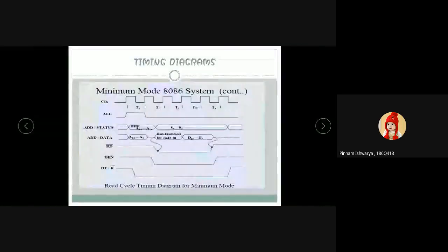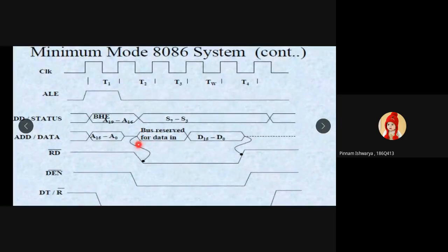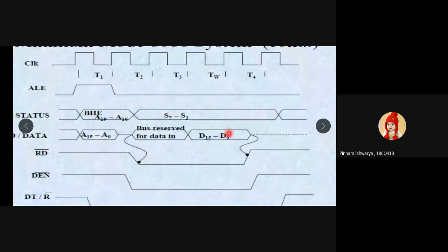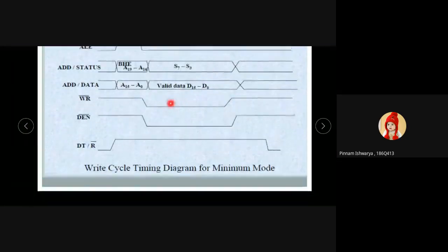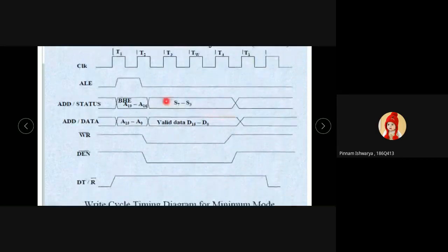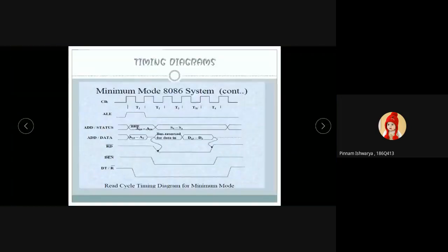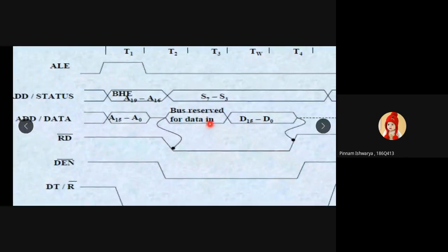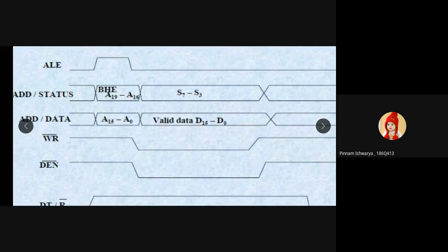Here in the read mode, the buses are reserved for data. So the data will not be transferred to and fro, it will be reserved. In this case there will be valid data, so the microprocessor has to operate on the data. That is the only difference you can observe. Here the buses are reserved for the data carrying process, and here it has valid data.